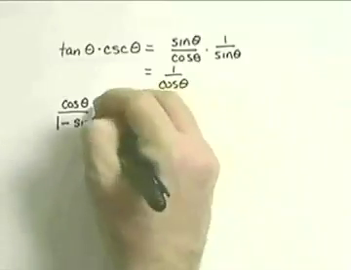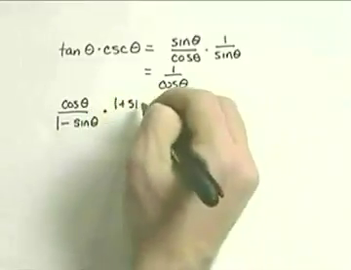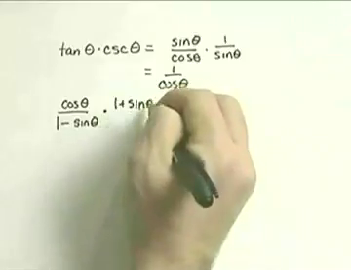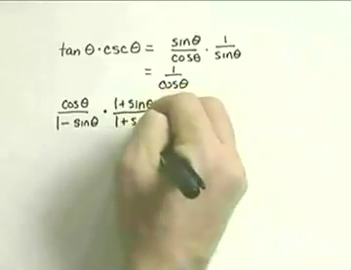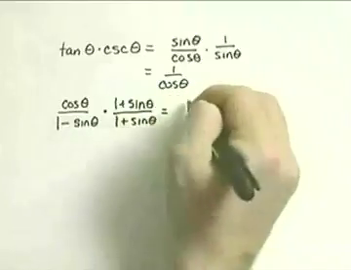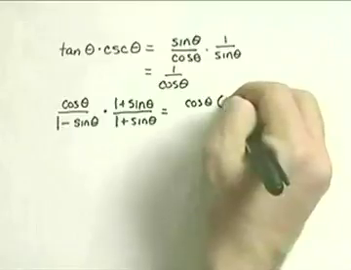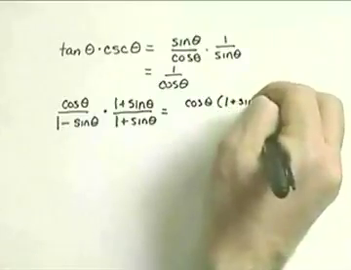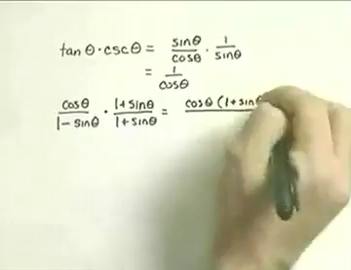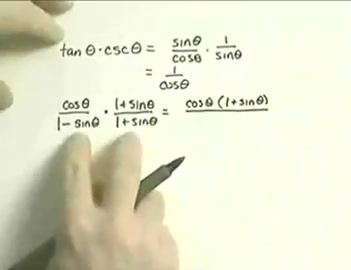In this next problem, we're going to take the cosine of theta divided by 1 minus the sine of theta and multiply both the numerator and denominator by 1 plus sine of theta. So we have cosine of theta over 1 minus sine of theta times 1 plus sine of theta over 1 plus sine of theta. Now in the numerator, I'm just going to leave these as two separate factors, cosine of theta times 1 plus sine of theta. But in the denominator, I'm going to FOIL these two factors out.